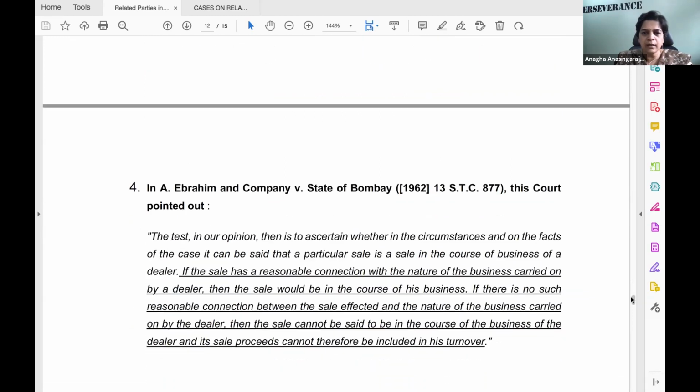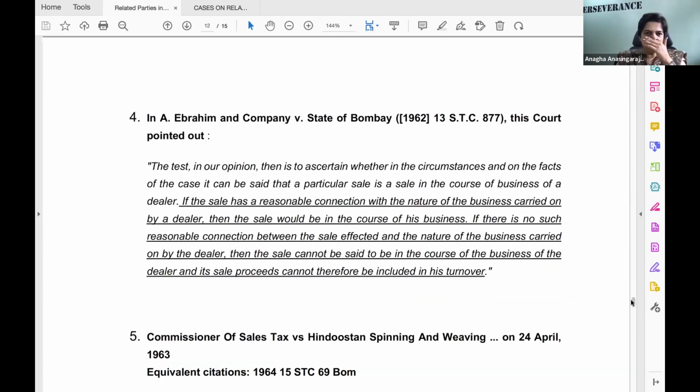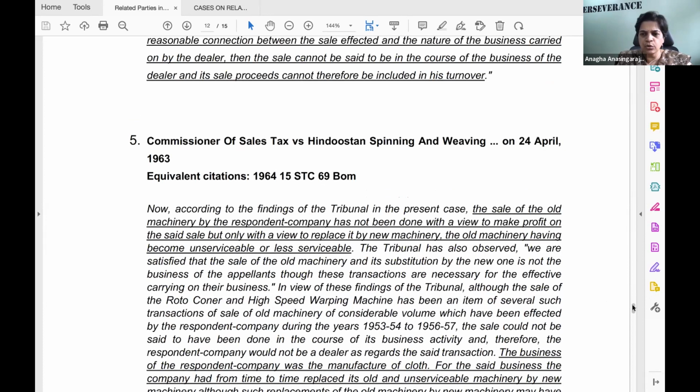Then in A. Ibrahim and Company versus the State of Bombay of 1962, it is held that the test in our opinion is to ascertain whether in the circumstances and on the facts of the case, it can be said that a particular sale is a sale in the course of business of a dealer. If the sale has a reasonable connection with the nature of business carried on by the dealer, then the sale would be in the course of his business. If there is no such reasonable connection between the sale effected and the nature of the business carried on by the dealer, then the sale cannot be said to be in the course of business, and the sale proceeds cannot therefore be included in the turnover. Now, most of these are related to sales tax, whether to include something in the sales or not.